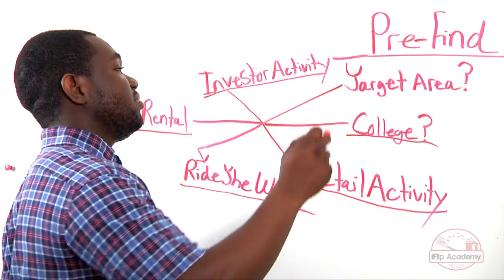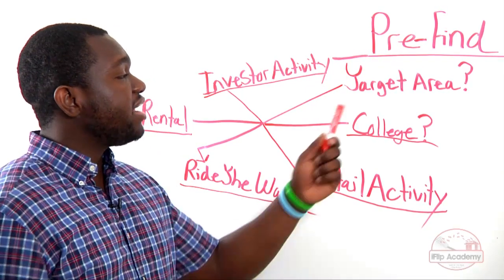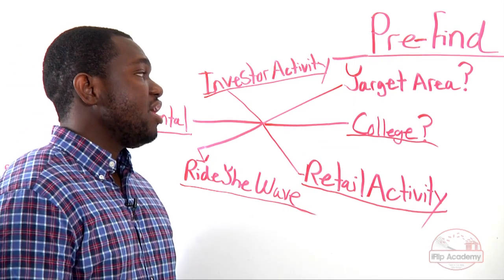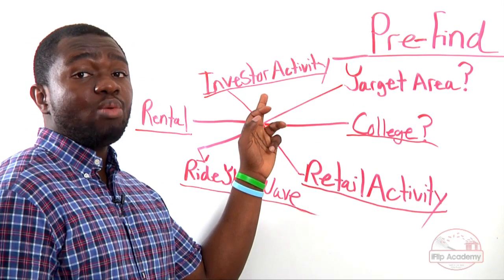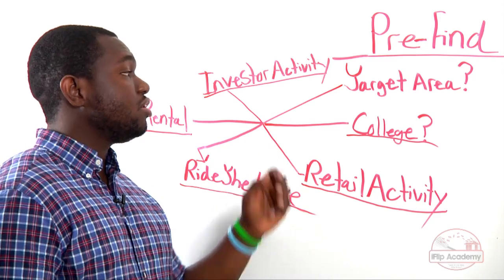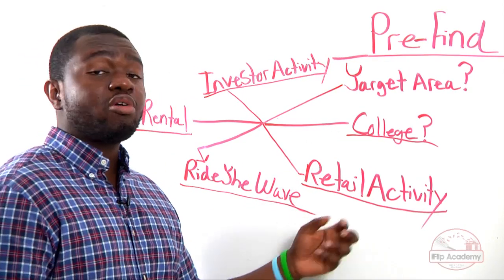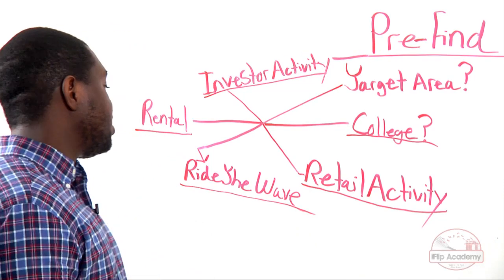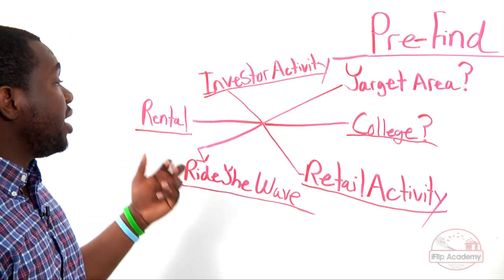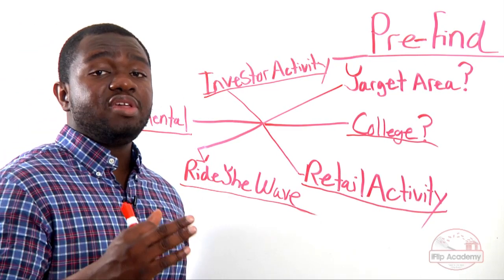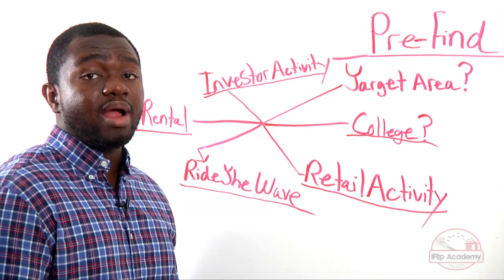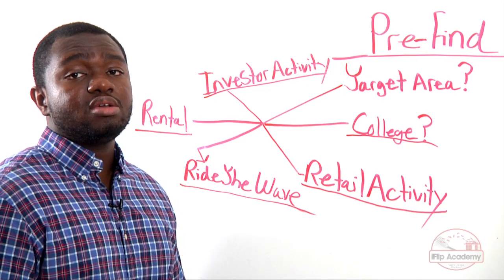So find your targeted area, looking at what other investors are doing. Is it a college area? Is it a strong retail activity area? Is it a strong rental area? One of the above, and that's how you figure out where you're supposed to be.